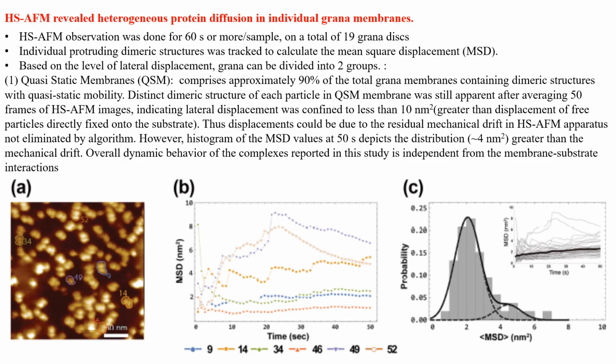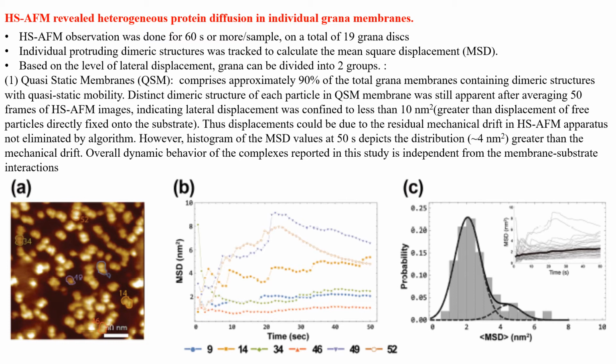In order to study how these particles of PS2 or cytochrome b6f are present all over the granular membranes, like how their diffusions are happening and what we can understand from the diffusion pattern, HSFM was done over 60 seconds on a lot of samples. A total of 19 grana discs were used, and the time for which these measurements were done was either 60 seconds or more than that.